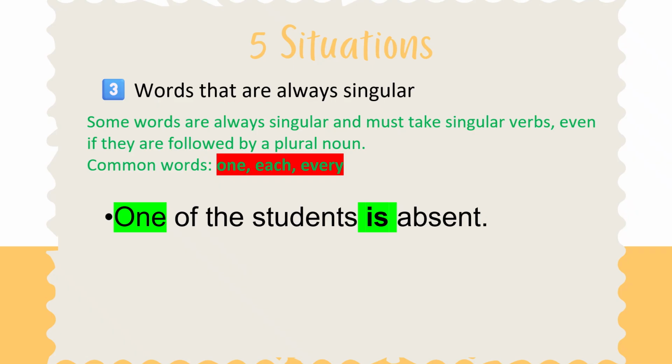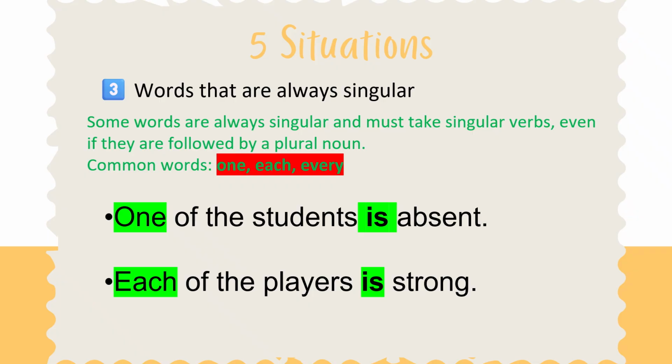One of the students is absent. Here, we still have one prepositional phrase, of the students, but the prepositional phrase is not the real subject. The real subject is one. So here, one is the subject, which is singular. So we use the singular form of the verb be, which is here.